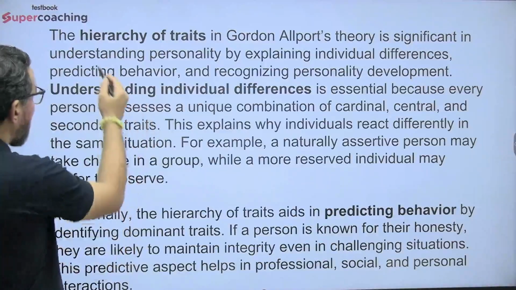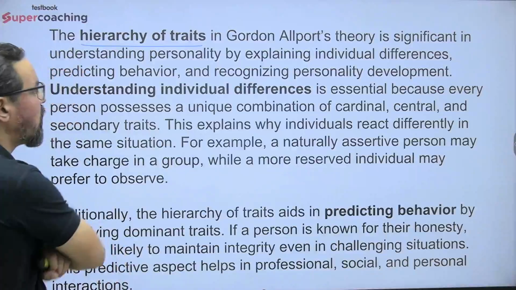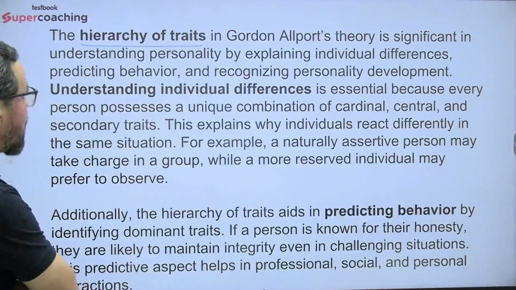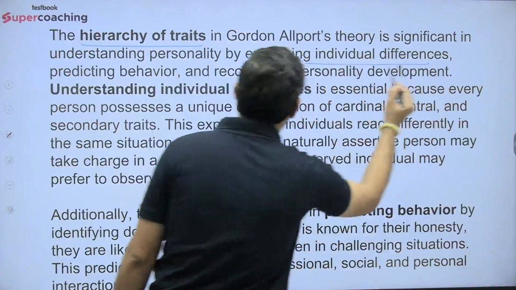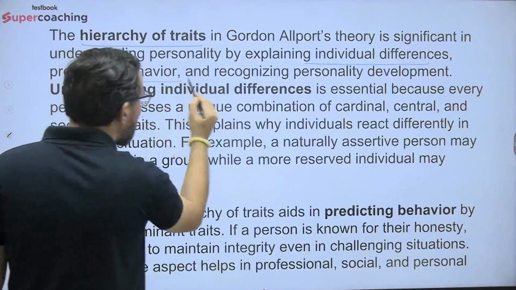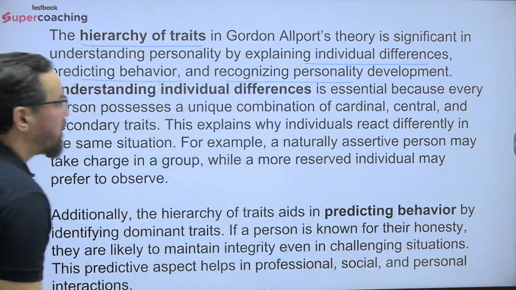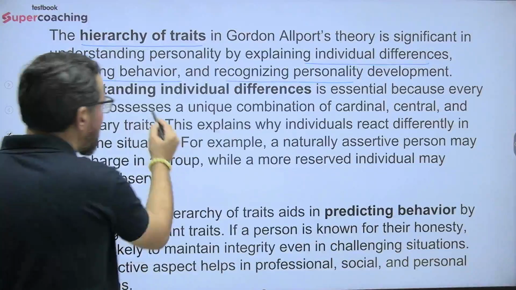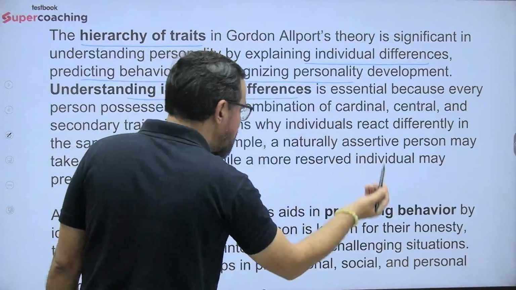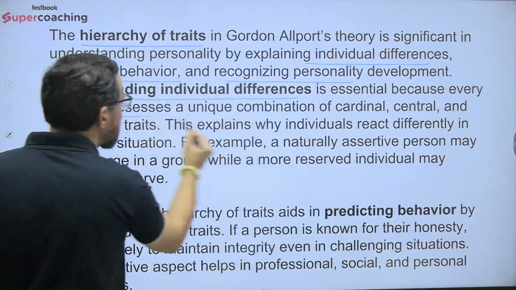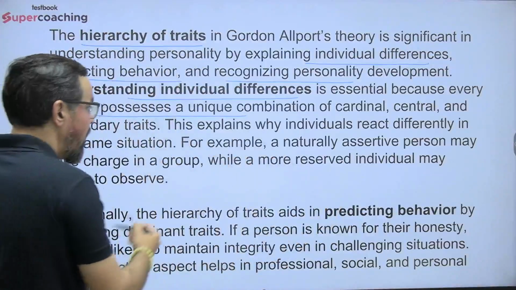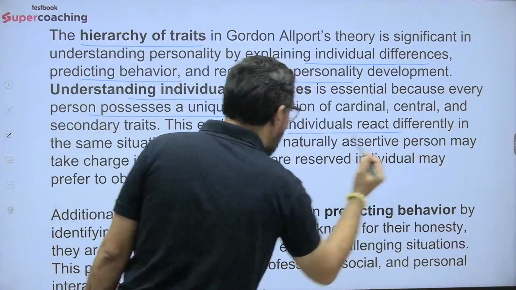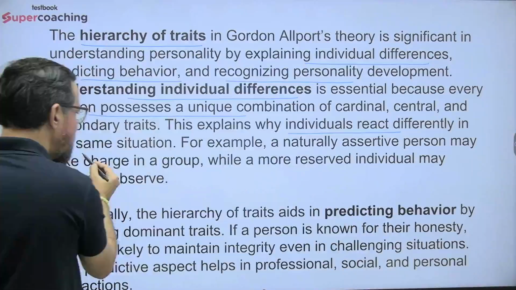Okay, the second part of the question. So the hierarchy of traits in Gordon Allport's theory is significant in understanding personality by explaining individual differences, predicting behavior, and recognizing personality development. Understanding individual differences is essential because every person possesses a unique combination of cardinal, central, and secondary traits. This explains why individuals react differently to the same situation.